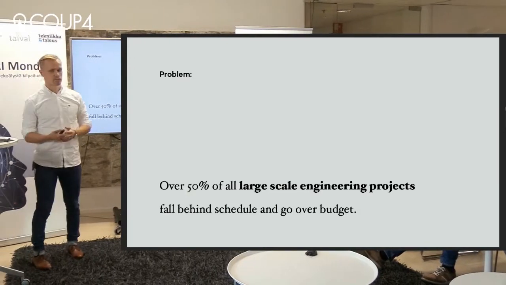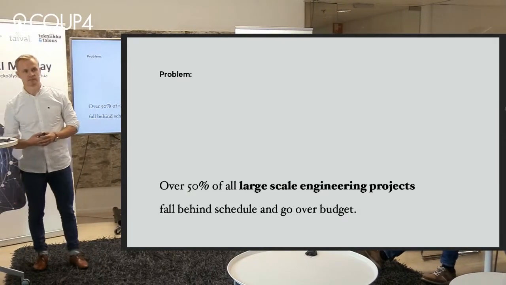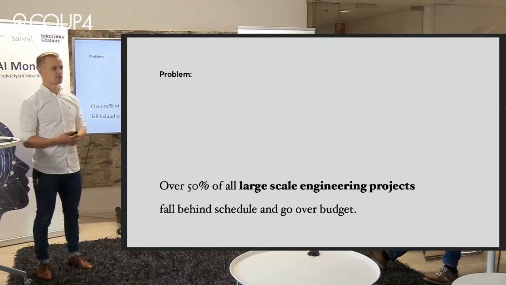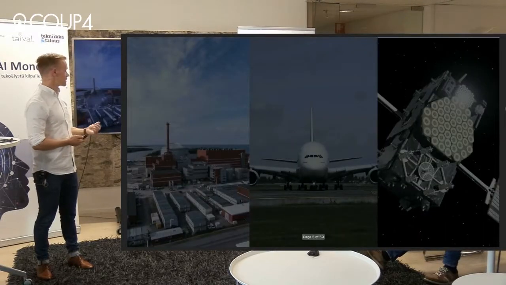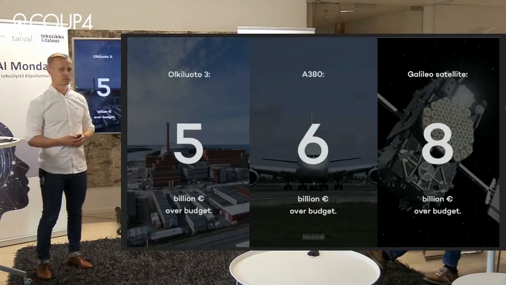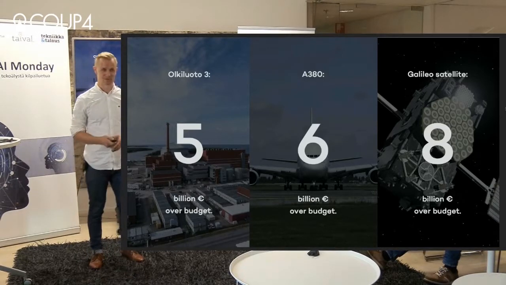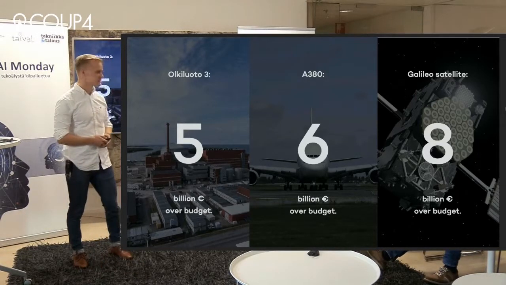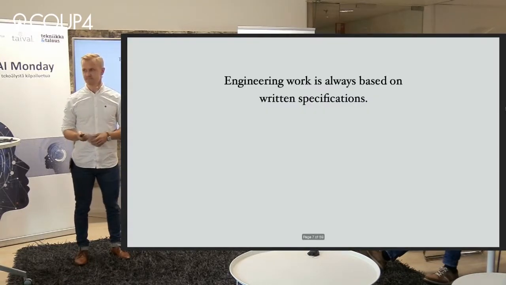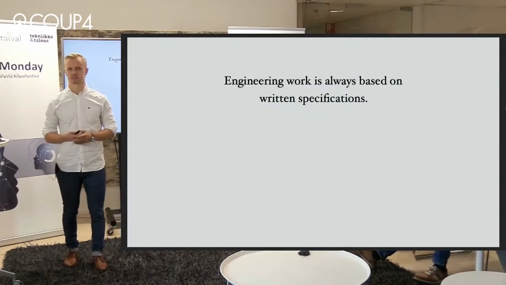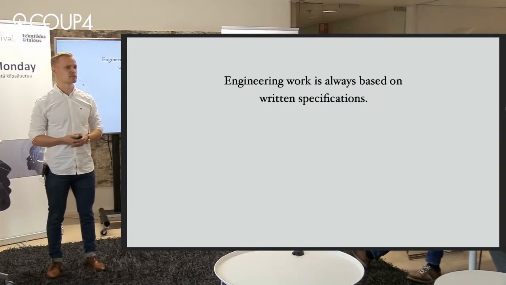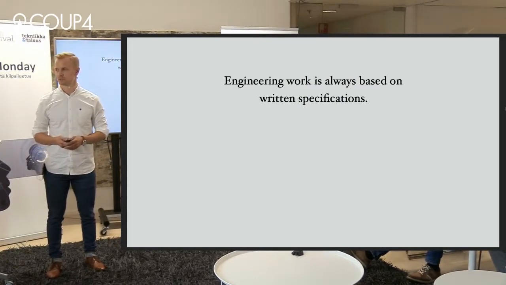And the overall problem that we are addressing is that, let's say, more than half of the large-scale engineering projects actually exceed their budgets and their schedules. And when you're talking about big enough projects, the budget overruns tend to be massive. So it's in the range of €1 billion. And engineering is always based on written specifications, so text data, and that basically causes the issue usually.